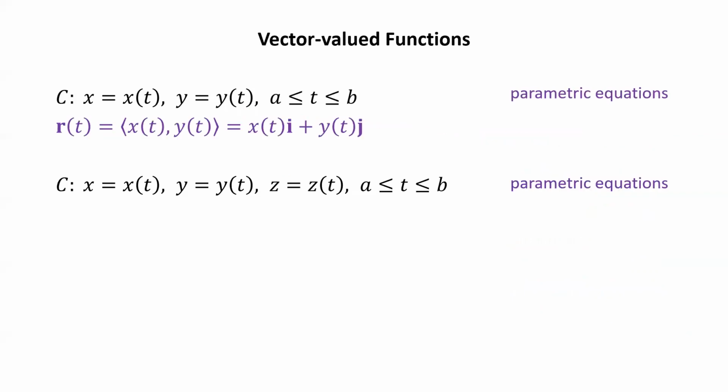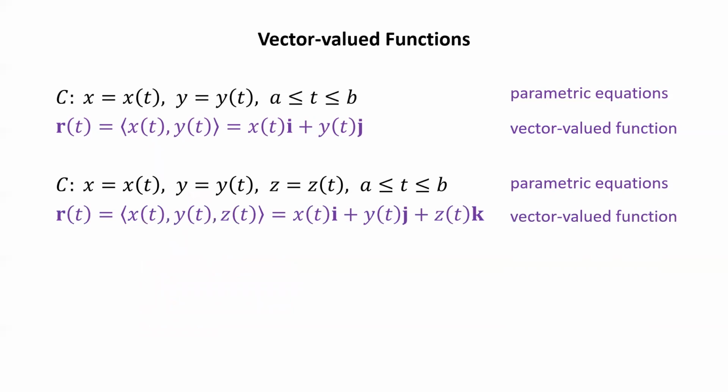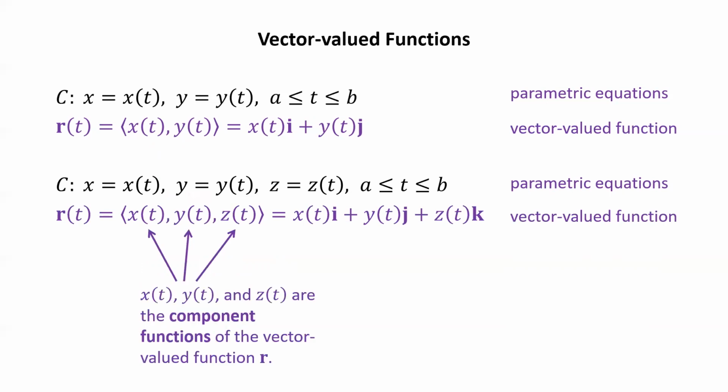We could describe the curve using a single equation via a vector-valued function. r of t equals the vector x of t, y of t, or x of t i plus y of t j. x of t and y of t are the component functions of the vector-valued function r. Similarly, in 3-space, we have the vector-valued function r of t equals the vector x of t, y of t, z of t, or x of t i plus y of t j plus z of t k. Once again, x of t, y of t, and z of t are the component functions of the vector-valued function r.